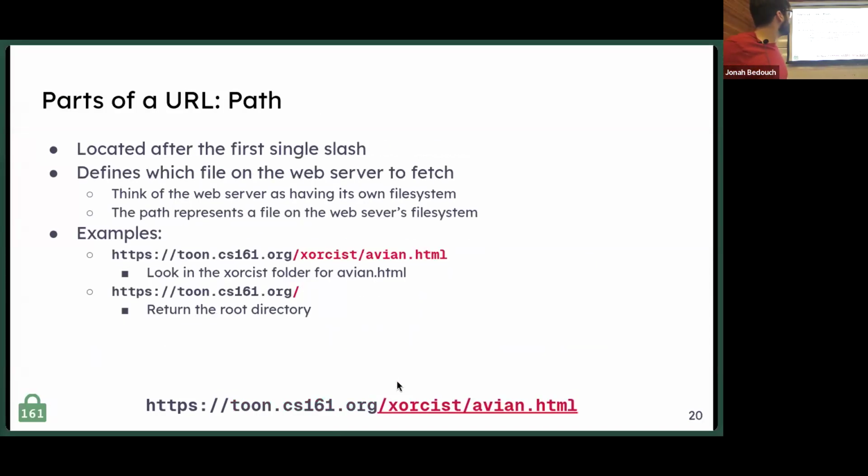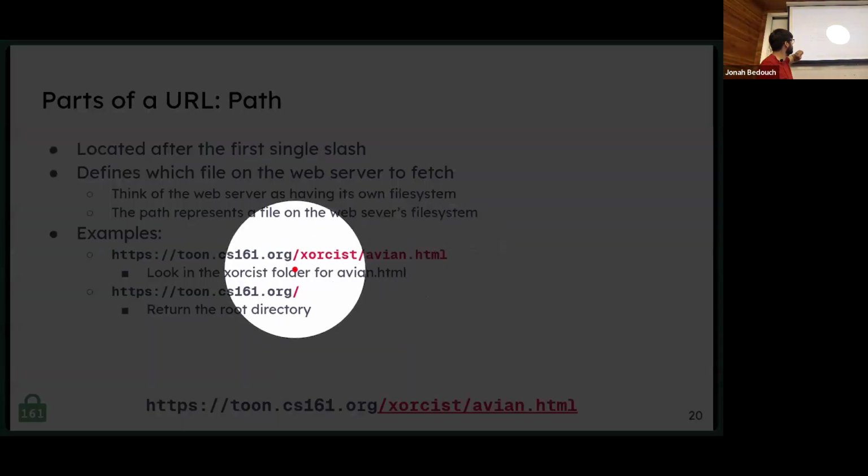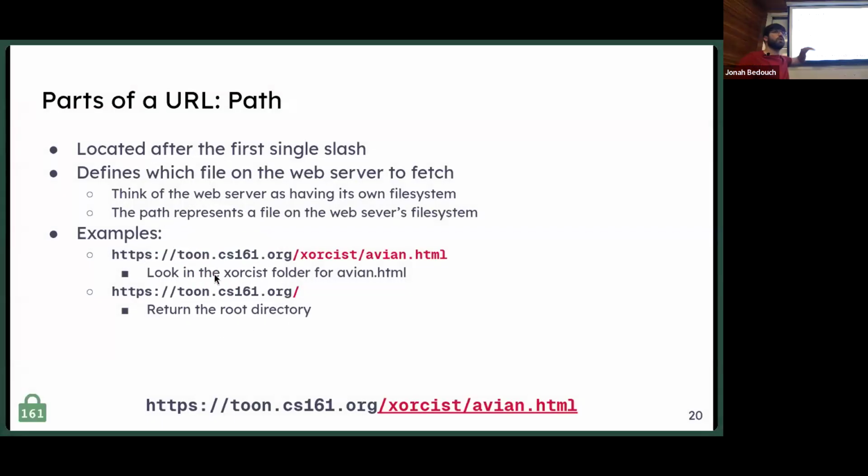Then there's the path. The path comes after the first slash, and it tells us which file we're going to fetch. So if we think of the web server sort of as a file system, the path is going to tell us where we need to go in this file system to find a specific file that we want. So if you look at this first example, we can look for avian.html in the exorcist folder here on this website, and this will try to query that and pull up this HTML file.